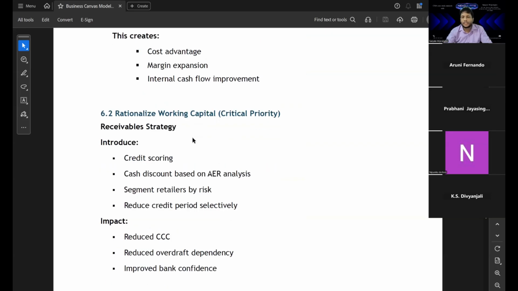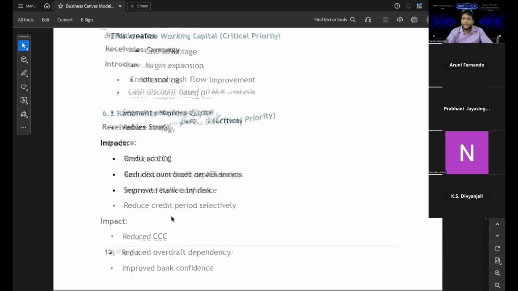Then rationalize working capital. Critical priority, receivable strategy. Now we see what the strategy is. Credit scoring: before giving credit, first of all you evaluate creditworthiness. If it is okay, you sell; otherwise, you don't. You build a credit score and decide that only if the score is above 85 will you sell to them. Above 85 means they can pay, so you do not sell to those who cannot pay. Then cash discount based on AER analysis, segment retail by risk, then reduce credit period selectively. Impact, what is the impact?